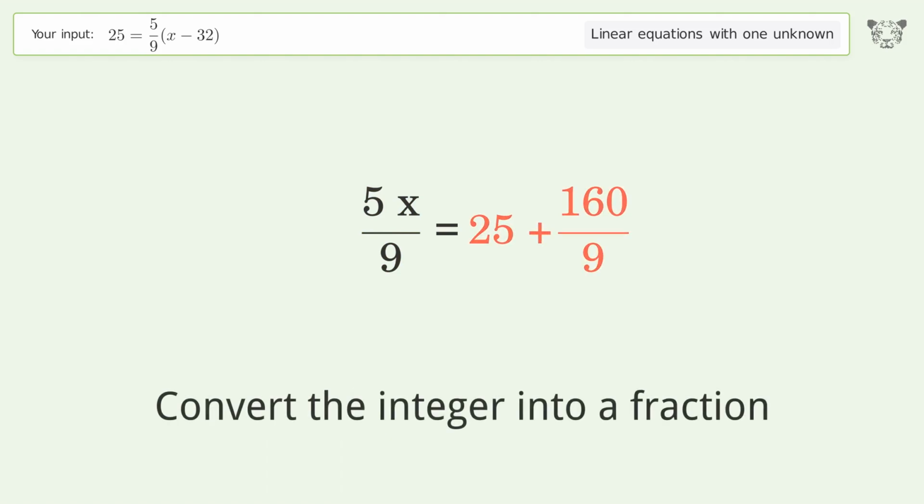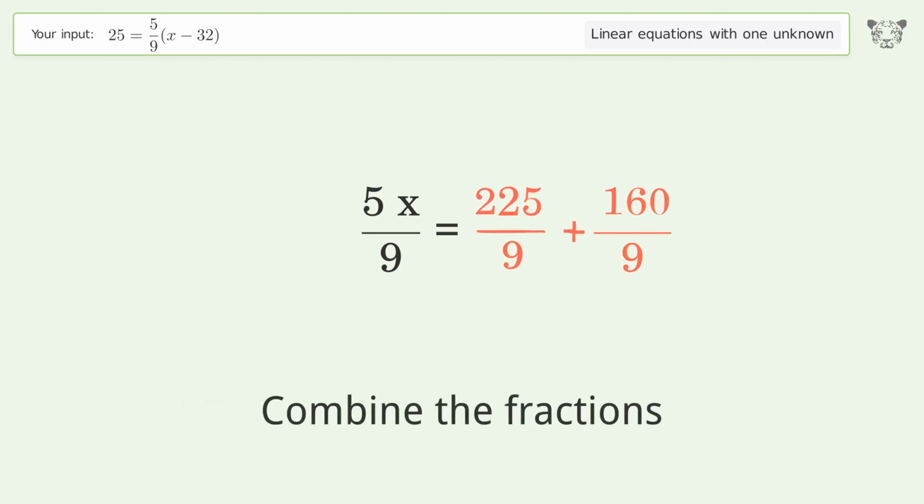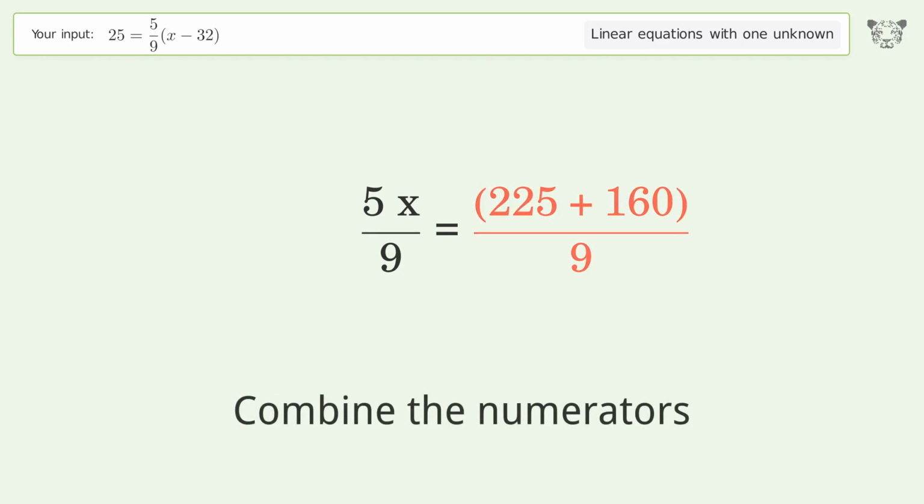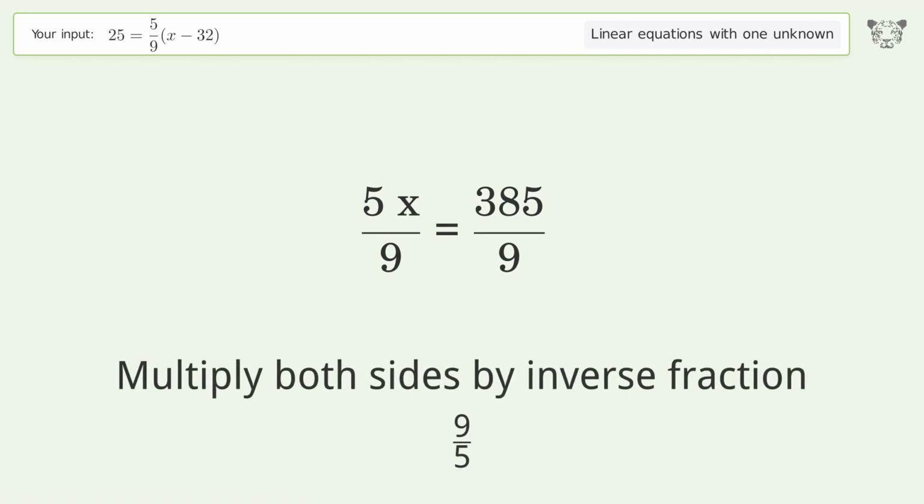Convert the integer into a fraction. Combine the fractions. Combine the numerators. Isolate the x. Multiply both sides by inverse fraction 9/5.